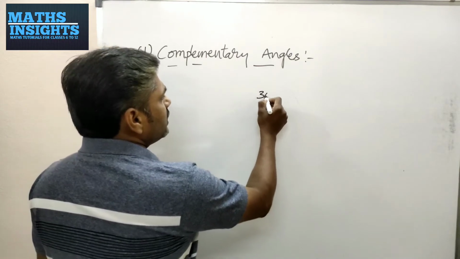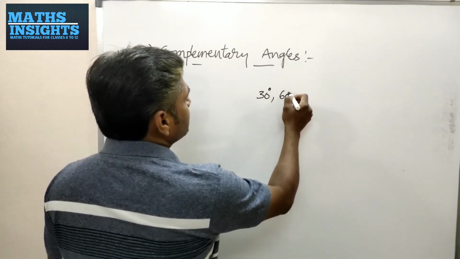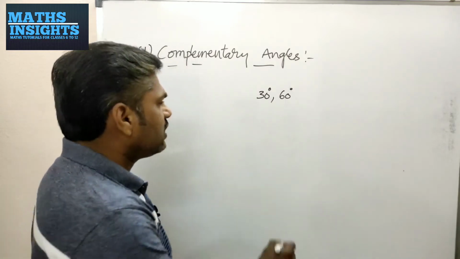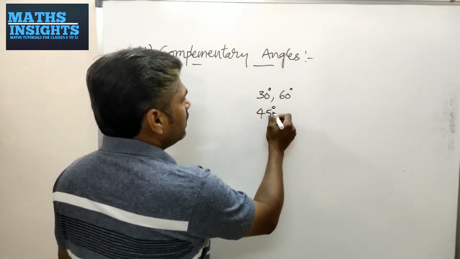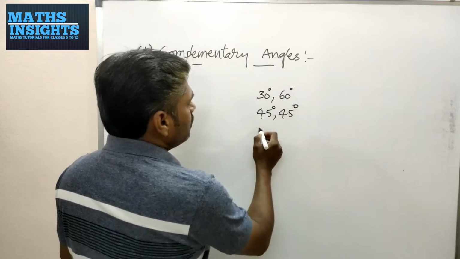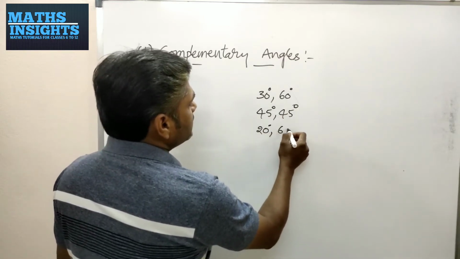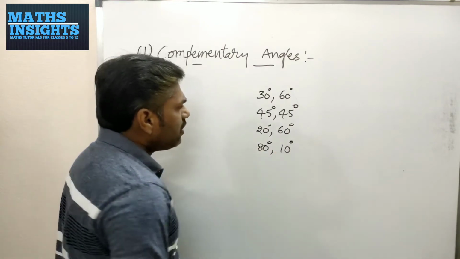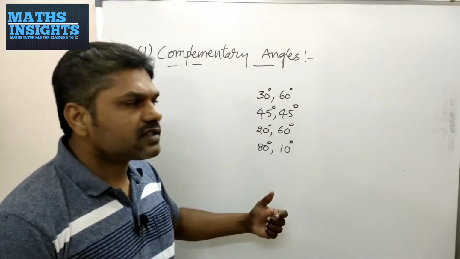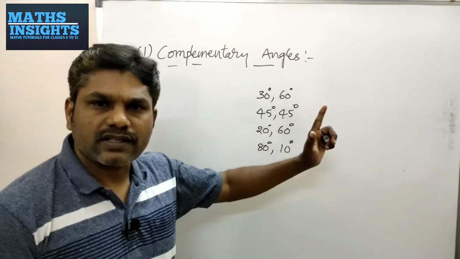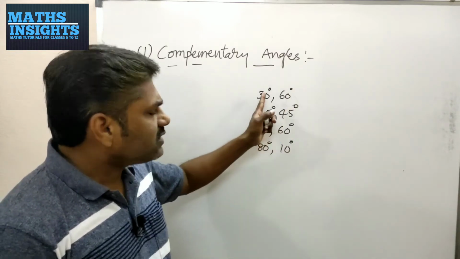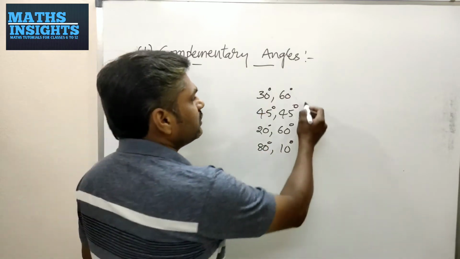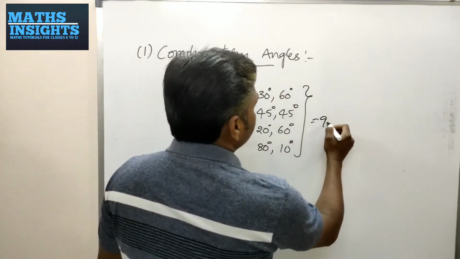For example, 30 degrees, 60 degrees. If you add these two, you will get the sum as 90 degrees. Okay, 45 degrees and 45 degrees. Okay, 20 degrees and 60 degrees. Okay, 80 degrees and 10 degrees. All these pairs of angles are called complementary angles. Why? Because on summation of these two angles, you will get a sum which is equal to 90 degrees.